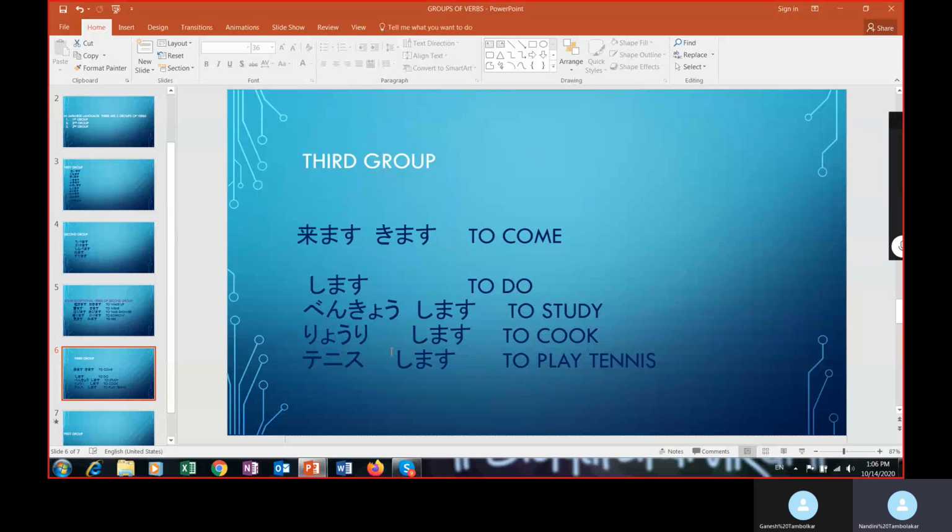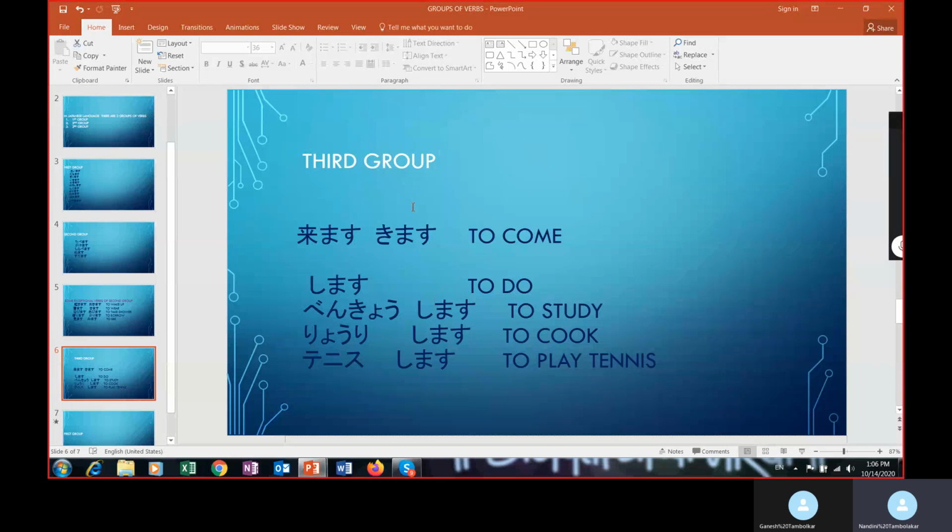Ryouri shimas is to cook. Tenisu shimas is to play tennis. Like kaimono shimas, sentaku shimas. Shimas and kimas do not follow any particular rule while converting into these four basic forms. These are known as irregular verbs. The third group in Japanese is called Fukisoku Doshi.